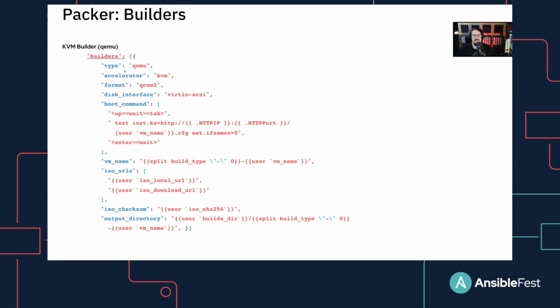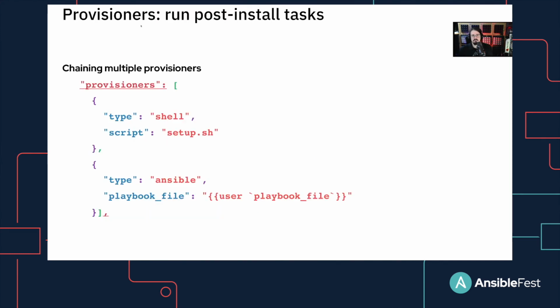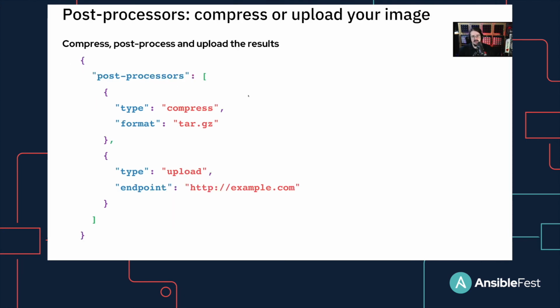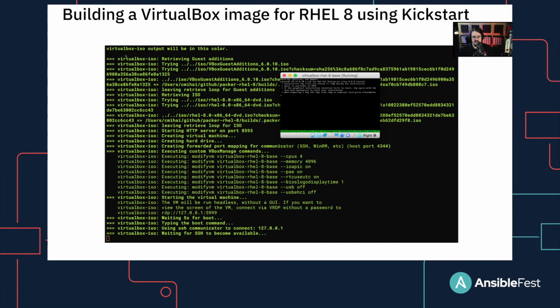Here you can see, for example, I'm using a KVM builder, which can be used for all sorts of builds, including AWS and OpenShift Virt. And it'll send a boot command that's literally Super Mario codes up, wait, tab, insert this text. It'll simulate a human at the grub console there. Then it will run a number of provisioners. Here you can see you can run maybe shell, or you can run Ansible as a provisioner. Obviously, you want to focus on the Ansible provisioner scripts and a bunch of post processors that you see here.